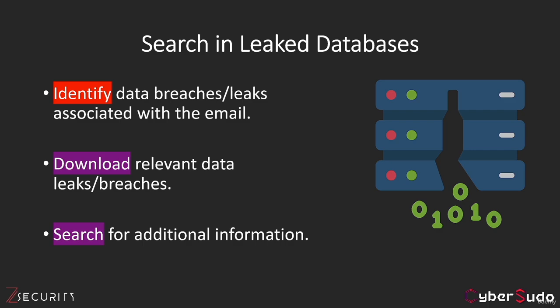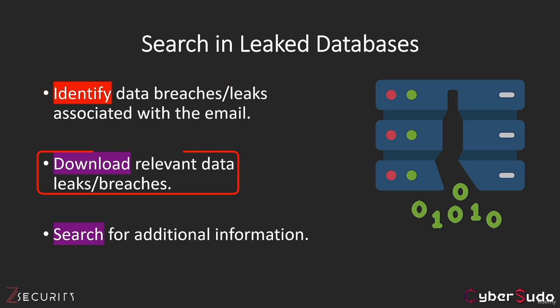And sometimes you will be able to find some additional information. For example, you might be able to find their date of birth, their full name, their phone number, or any additional information. And if you were able to find someone's phone number within a data leak or a data breach, then you can apply the OSINT methods that you are going to learn in the next section to gather more information about the target. So the first step is always to identify the data breaches or data leaks that are associated with an email address.